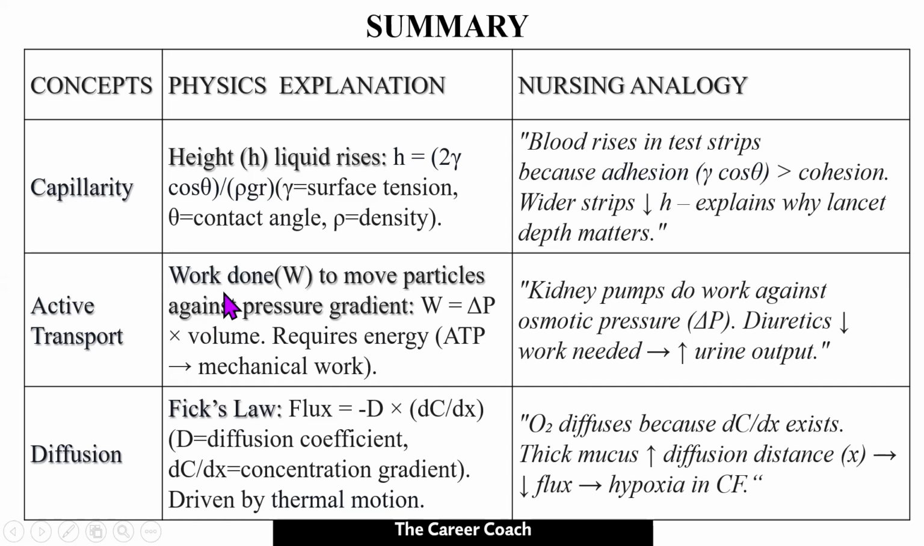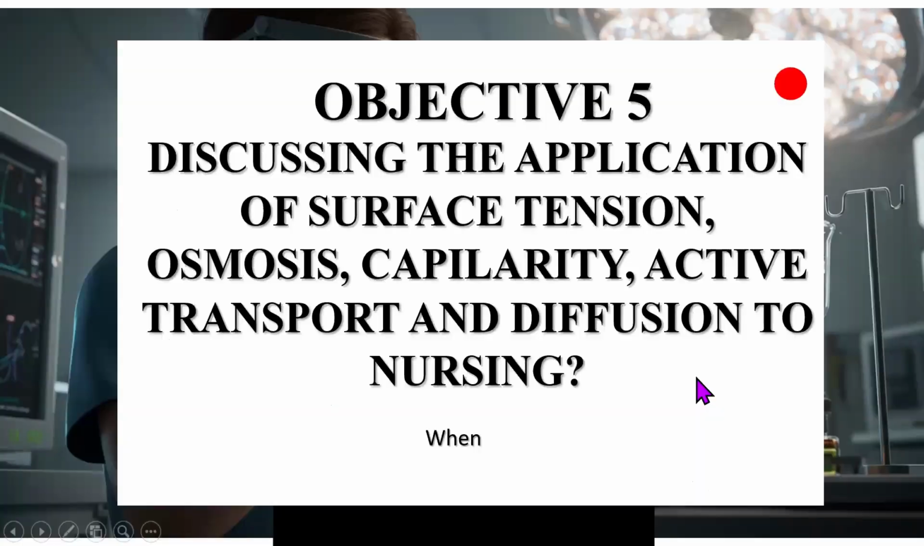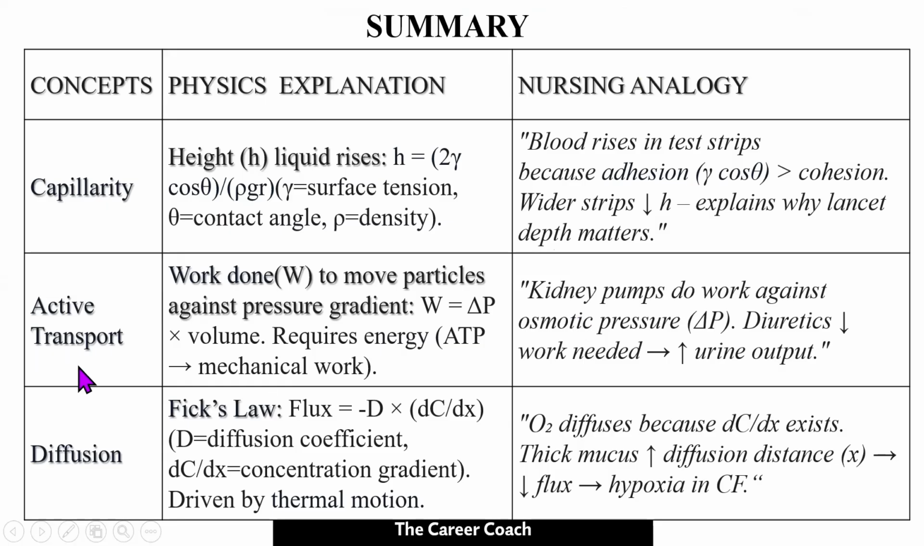Okay, active transport is work done to move particles against a pressure gradient. Work done is change in pressure times volume. It requires ATP and mechanical work. Okay, for example, your kidney pumps do work against osmotic pressure. Diuretics will reduce the work done by the kidney, leading to an increase in urine output. How do diuretics work? They reduce the work done by kidney pumps so that more water will be released from your body. That is an example of active transport.